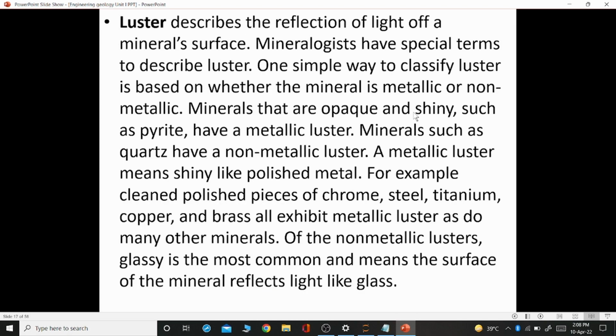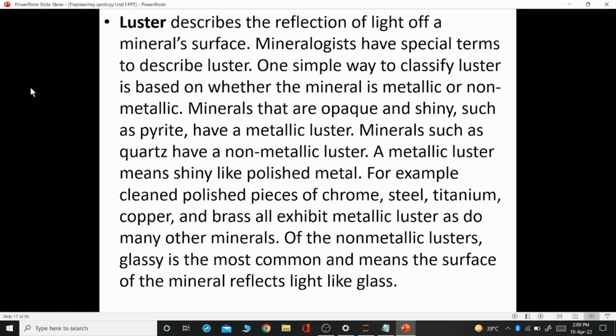So luster describes the reflection of light off a mineral surface. Mineralogists have special terms to describe luster. One simple way to classify luster is based on whether the mineral is metallic or non-metallic. Minerals that are opaque and shiny, such as pyrite, have metallic luster. Minerals such as quartz have non-metallic luster.